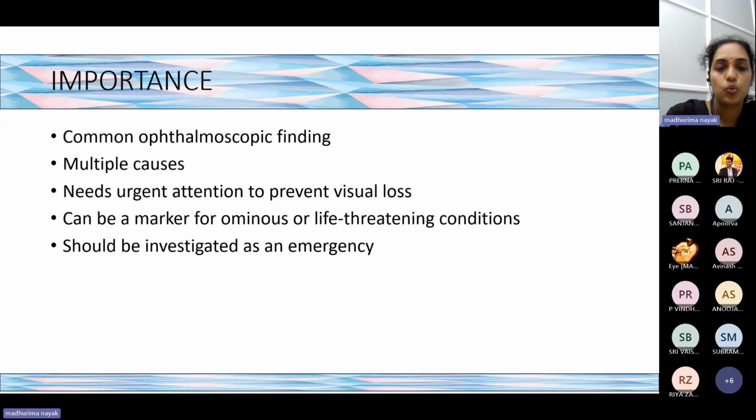So let's begin. Why is it so important to know how to go about disc edema? It's a very common ophthalmoscopic finding, and you do not have a proper consensus or statistics about it because there are multiple causes for it, and these causes can range from benign to very life threatening or sight threatening conditions. Some of these conditions need urgent attention to prevent permanent visual loss, and some can be a marker of ominous or life threatening conditions. So disc edema should be investigated as an emergency.